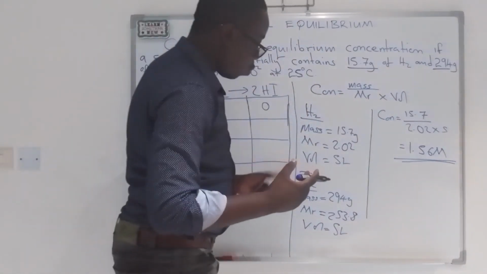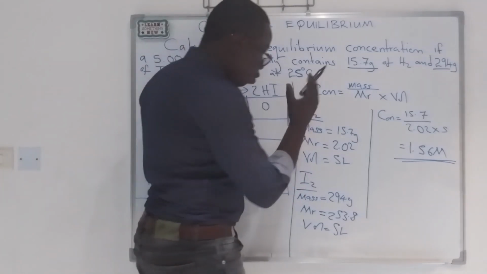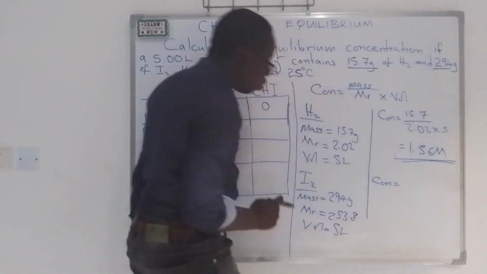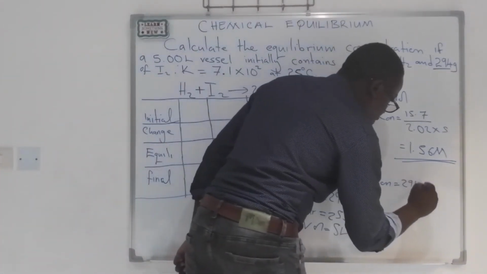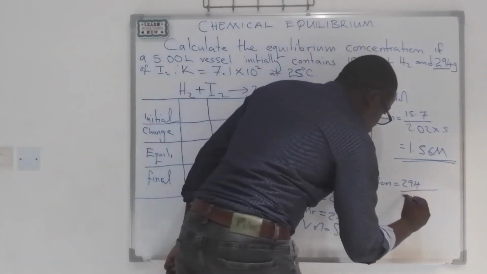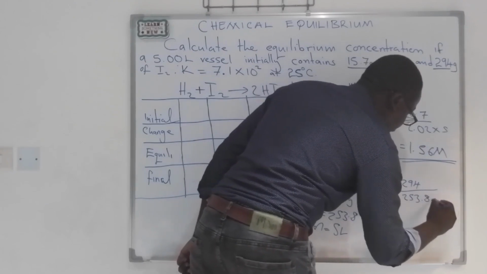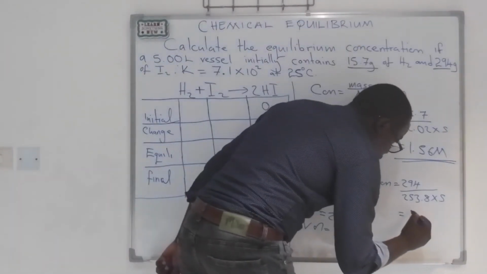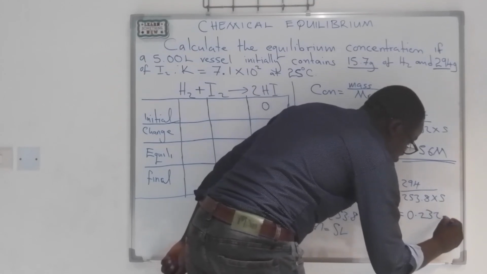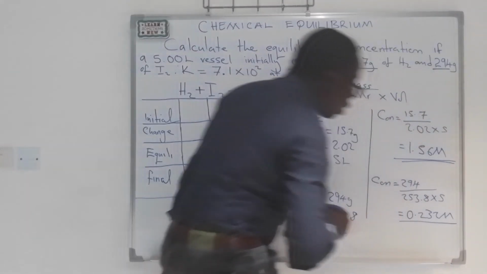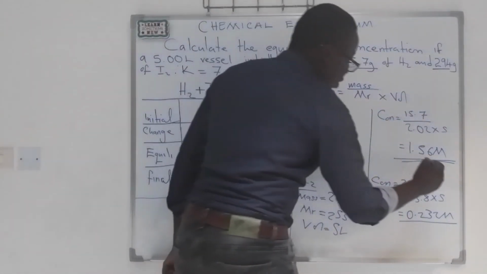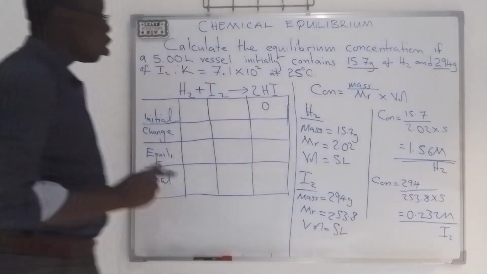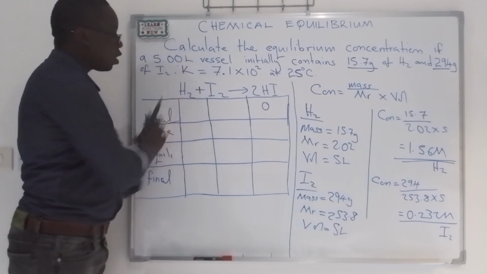So, what are we going to do with this information now? We are going to use the very same formula for finding the concentration. Concentration for iodine is equal to the mass for iodine, 294, divided by 253.8 times 5. If you punch this on your calculator, it should give you 0.232 M. So we know that the concentration we found earlier is the initial concentration of hydrogen, and this is the initial concentration of iodine. So we can now come back to our table.